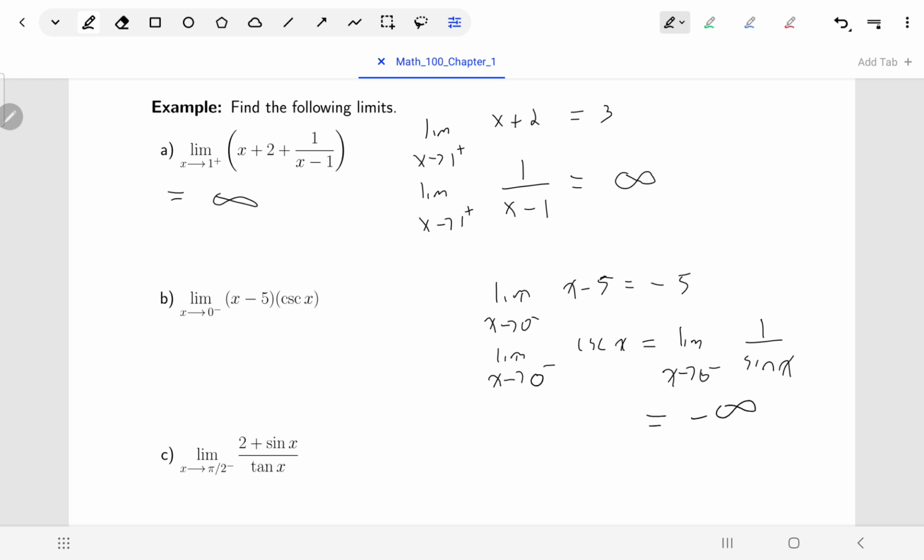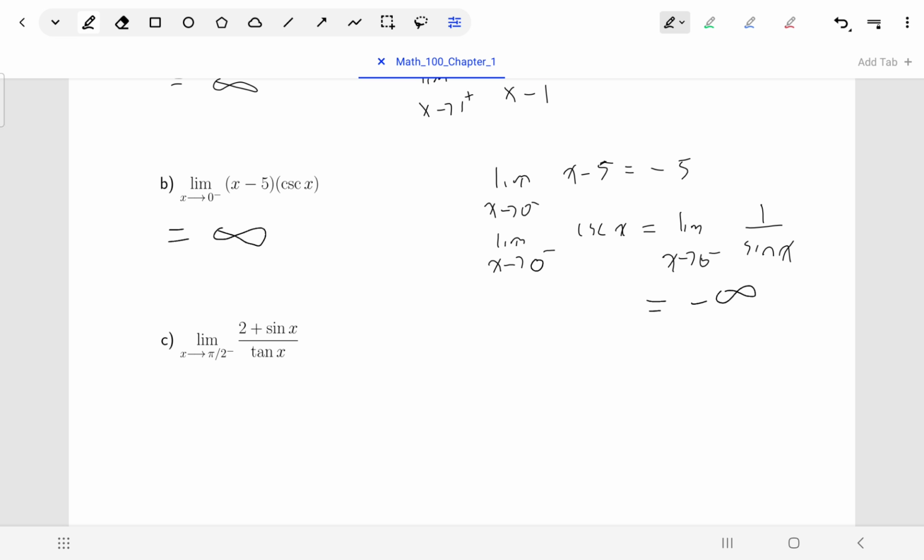So it looks like what we're going to have for this limit would be a negative real number times negative infinity. We'd have a negative times a negative. That would give us a positive. We would have something that is positive infinite. Okay, last one at the bottom.